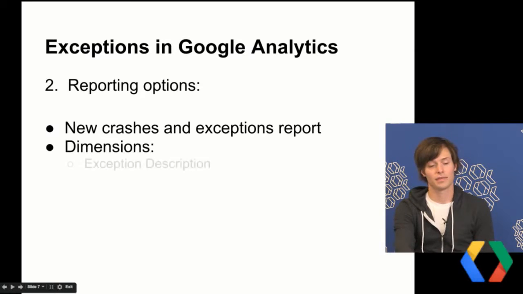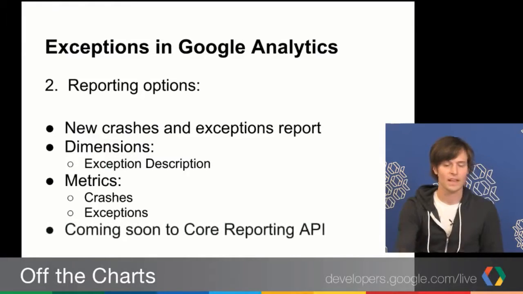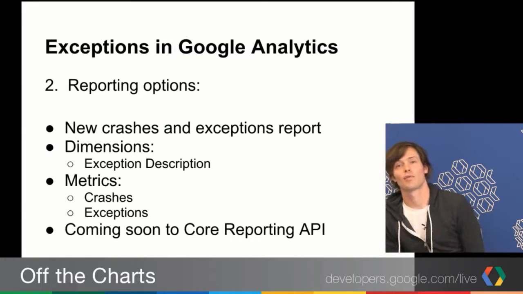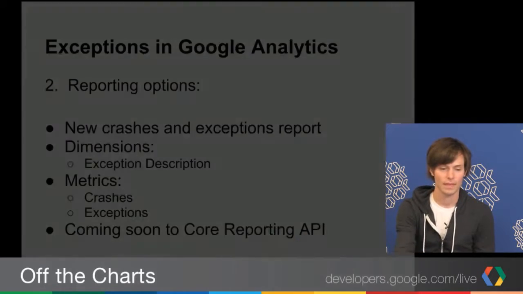And then additionally, we have the exception description dimension and the crashes and exceptions metrics, which you can use pretty much however you want in custom reports, in dashboards, and as custom segments. So if you want to go beyond what's in the crashes and exceptions report, and I'll show you some examples of that today, you can definitely do that using these dimensions and metrics. Just one note, for those people using the core reporting API, these dimensions and metrics are not yet available, but they will be coming soon.